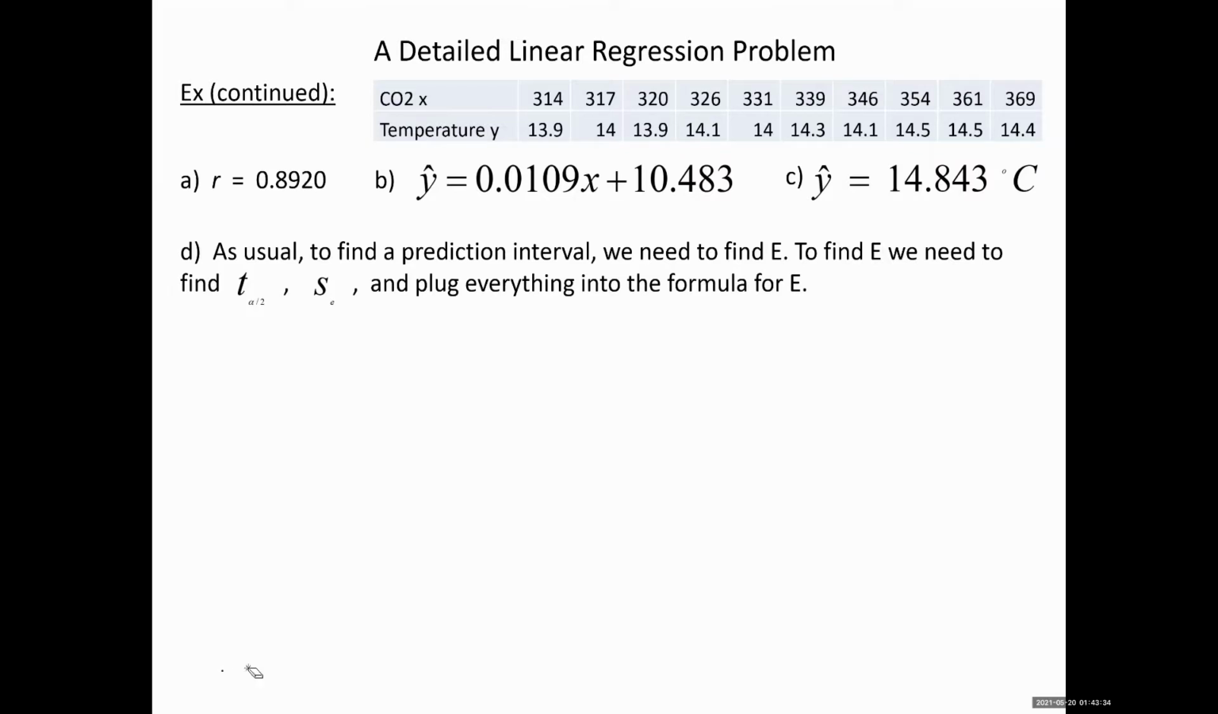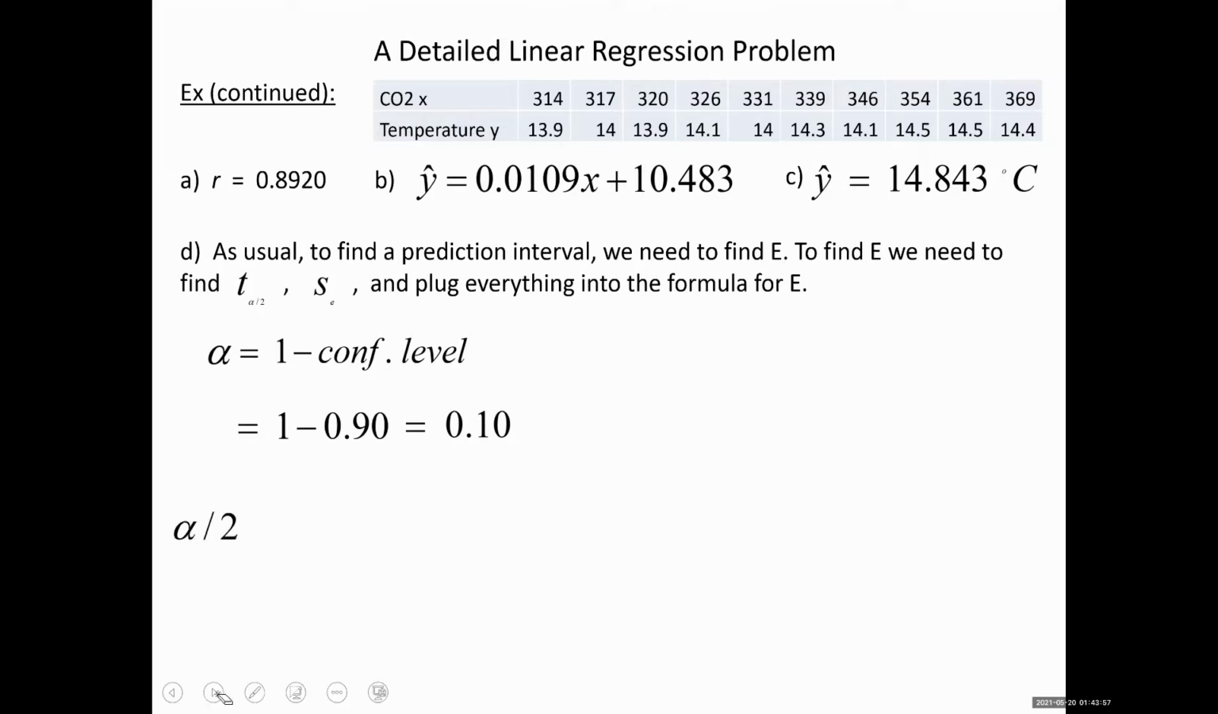So this is just taking you back to section 9.2, I think. Anyway, how do you find T alpha over 2? First thing you do is you write down that alpha is 1 minus the confidence level. The confidence level in this problem was 90%. It said it on the previous slide, 90% prediction interval. If you write it as a decimal, it's 0.90. So 1 minus 0.90, you get 0.10. So you get alpha. Then you divide it by 2. You always divide by 2. So 0.10 divided by 2 is 0.05.